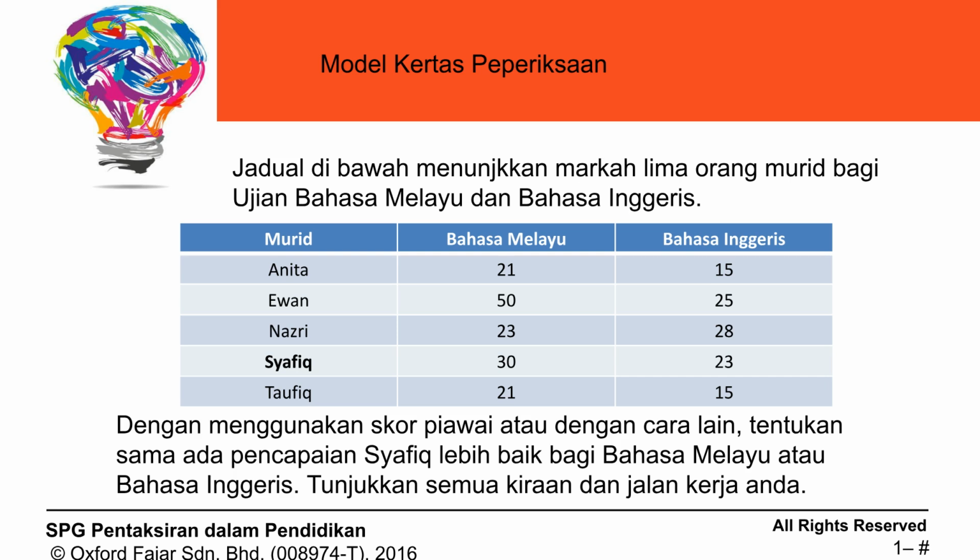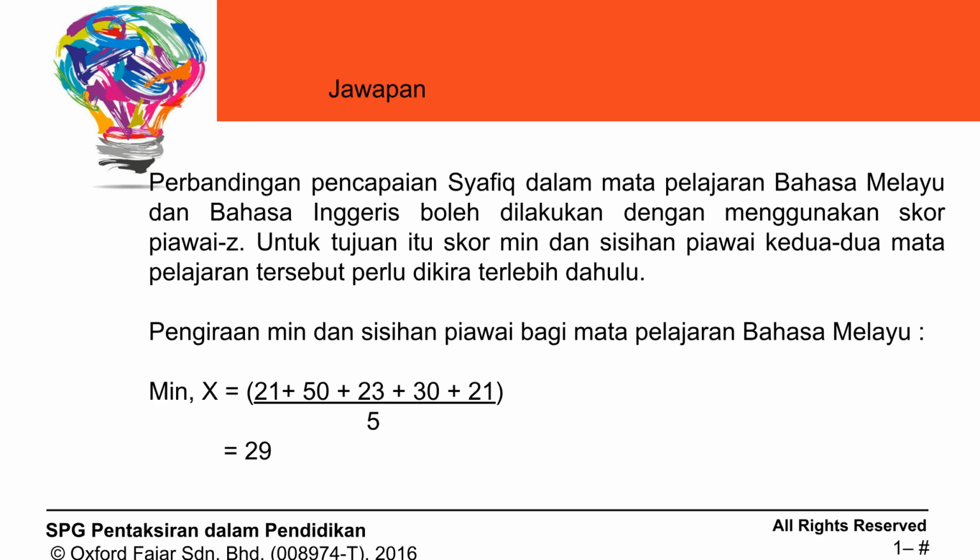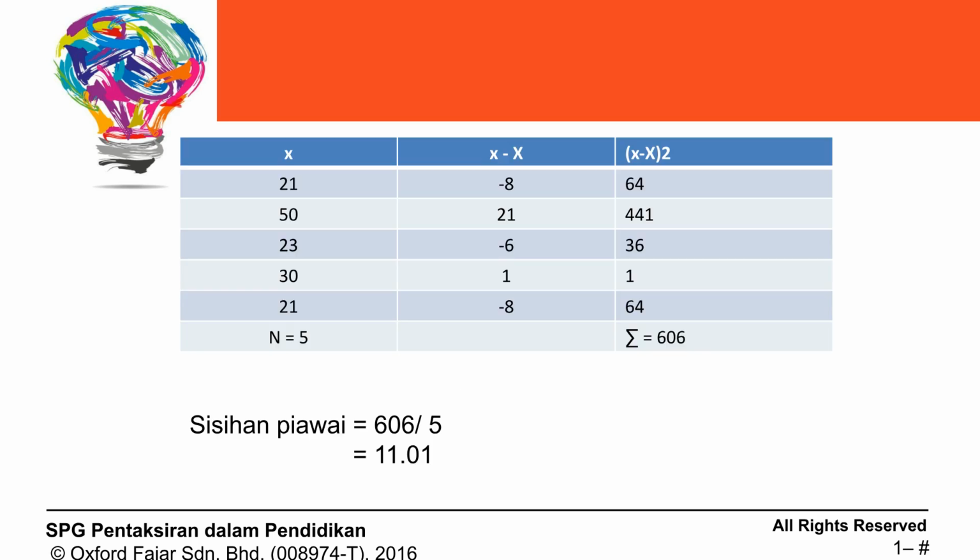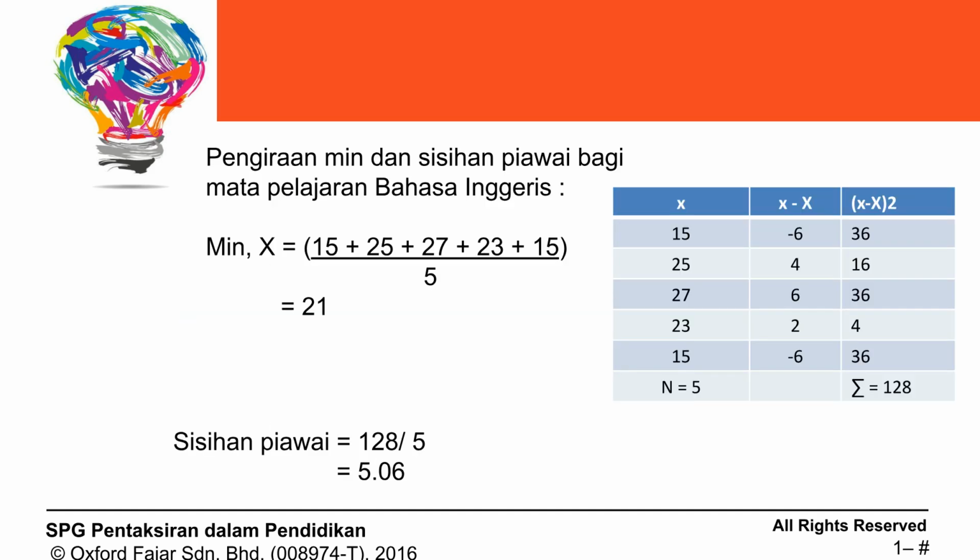Using standard scores or other methods, determine if Shafiq's achievement is better in Malay language or English language. Show all calculations. To compare Shafiq's performance, we first calculate the mean and standard deviation for both subjects. For the Malay language test, the mean is 29. The standard deviation for the Malay language test is calculated as the square root of 606 divided by 5, which results in 11.01. Next, we calculate the mean and standard deviation for the English language test.